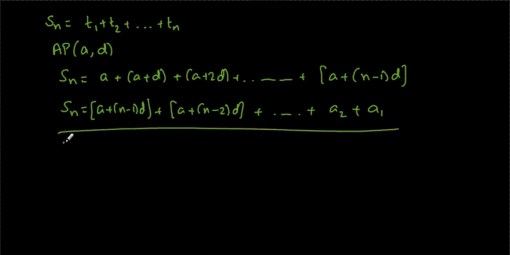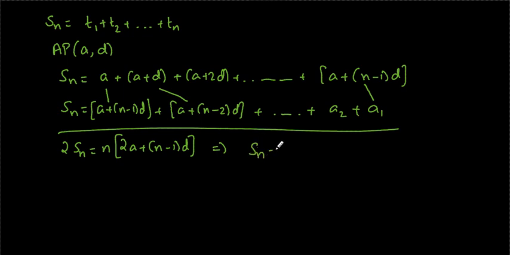If these two equations are added, we get 2Sn is equal to sum of these two terms is 2A plus n minus 1 into D, which is same as sum of these two terms and sum of these two terms. So every pair has the same sum 2A plus n minus 1 into D, and we have n pairs. So the whole thing will be this into n. So we get Sn is equal to n by 2 into 2A plus n minus 1 into D.